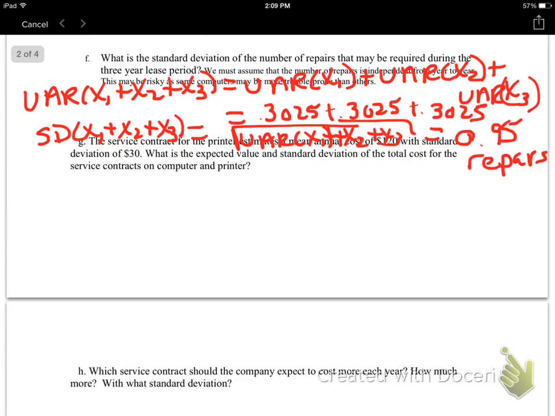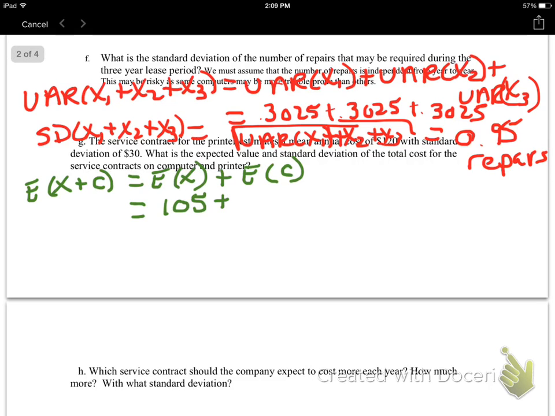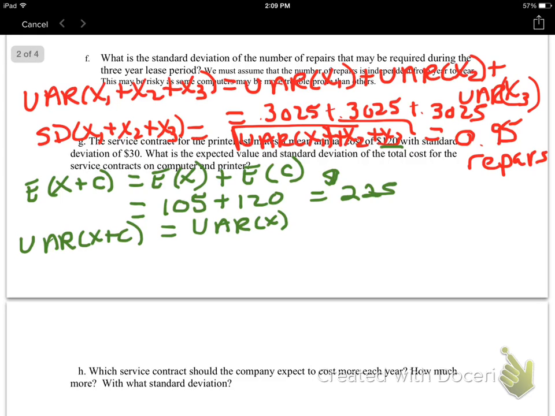Okay, so now we have the computer. And so now they want us to do the expected value of the printer plus computer, which is the expected value of the printer plus the expected value of the computer. And so I forget, what did we get for money? Okay, we got $105 plus they say $120, which gives me $225. So now let's do the variance of x plus c, which is equal to the variance of x plus the variance of c.